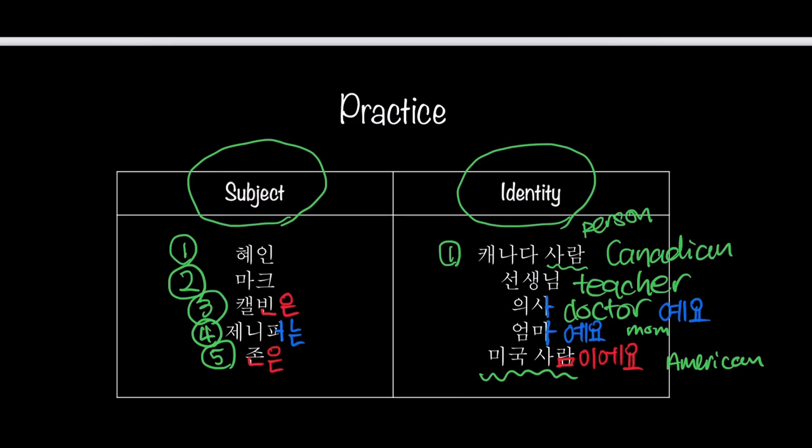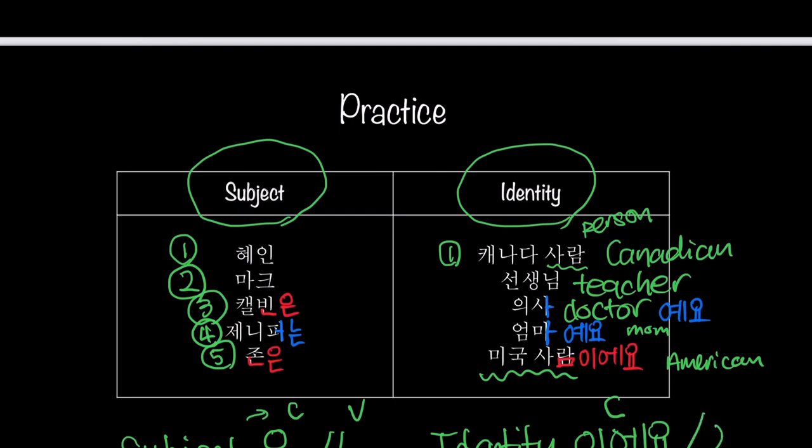All right, so that's the end of the lesson. I hope you found this helpful. So again, the format for this equational sentence is going to be subject, and then the subject particle 은 or 는, 은 for subjects ending in consonants and 는 for subjects ending in a vowel, and then the identity word, and then 이에요 for identity words ending in a consonant, and 예요 for identity words ending in a vowel.